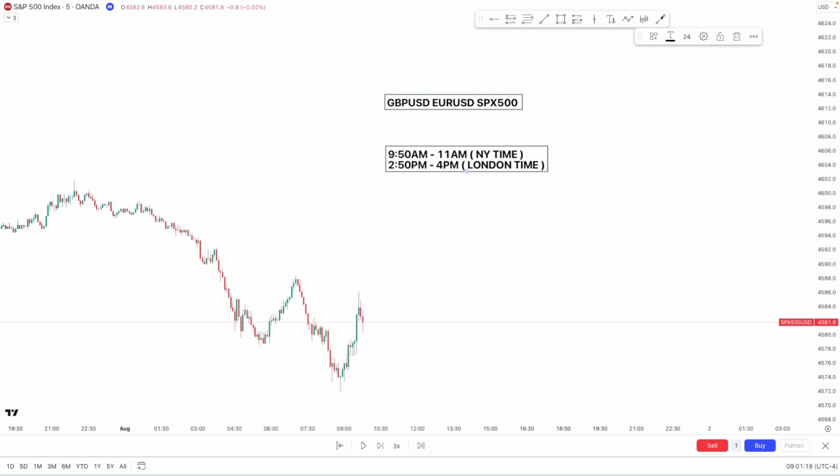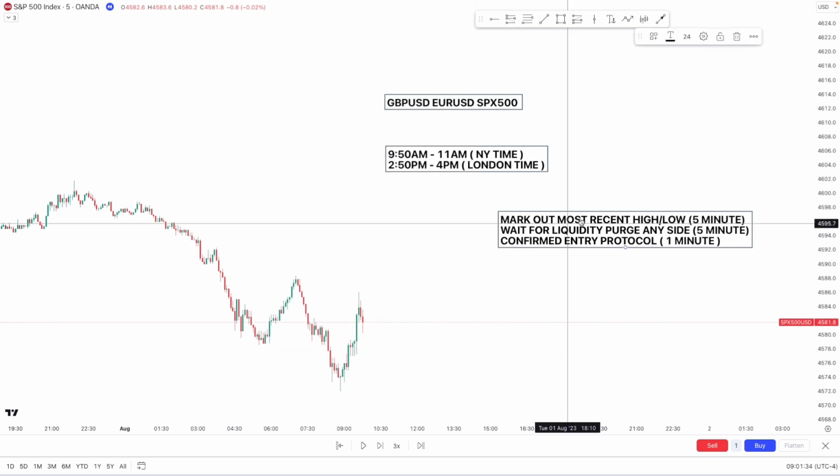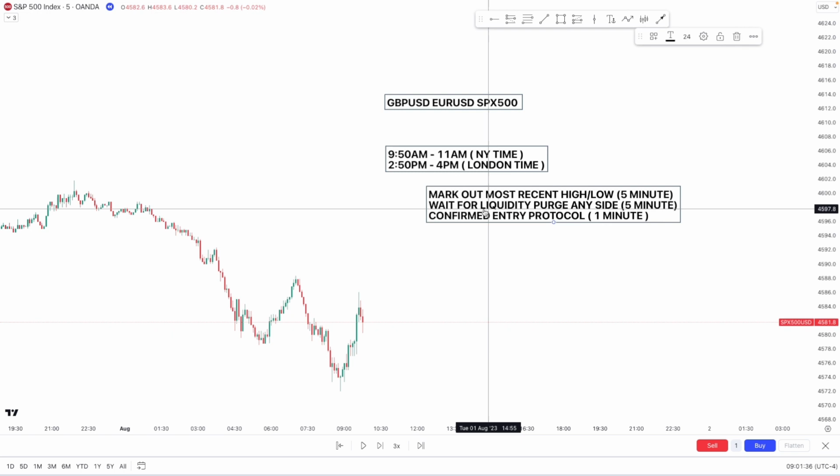So the next thing you have to do is get some of the basic rules of trading the strategy. For example, we have to wait for multiple things, waiting for this to happen, that to happen. However, I've got this all on the list right over here. As you can see, the first thing we have to do is mark out the most recent highs and lows on the 5-minute time frame. The next thing we have to do is wait for a liquidity purge on any side of the market, and again, we wait for that on the 5-minute time frame.